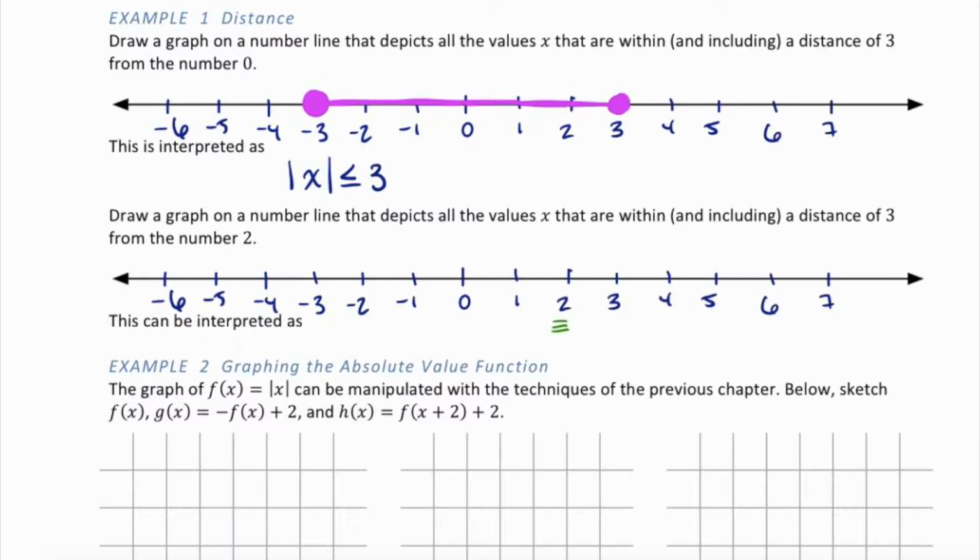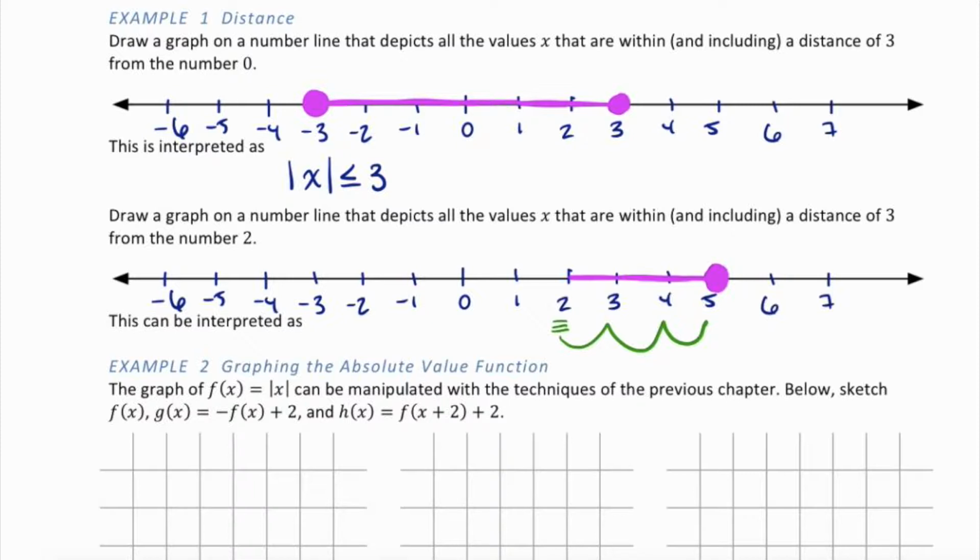And let's see what values are within a distance of 3. A distance of 3. You can go 1, 2, 3. All of those values are within a distance of 3 from the number 2, so they're included on our graph. And since this specifies that we want to include the value that is exactly a distance of 3, in this case it's 5, we're going to draw a dot and fill it in to be a closed dot, since that implies inclusion.